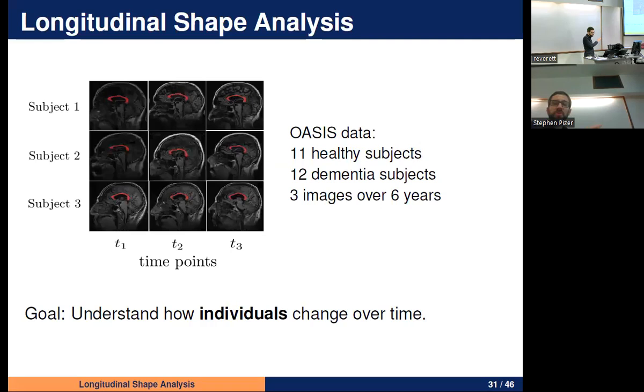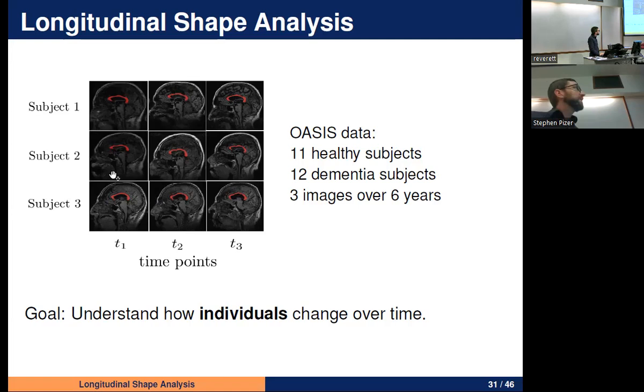In OASIS, we have a longitudinal OASIS data set. In this picture, I have 50 subjects, each row is a subject, and they're imaged at three different time points, T1, T2, T3. So instead of just three images for three people, I have 9 images, which is 3 images for each of three.